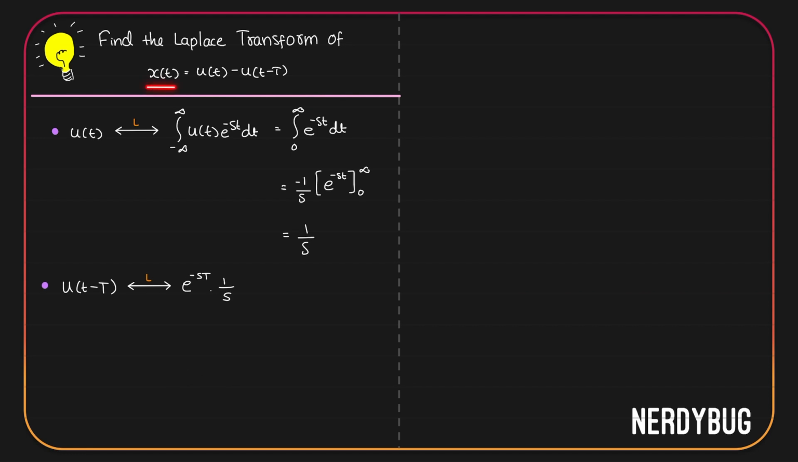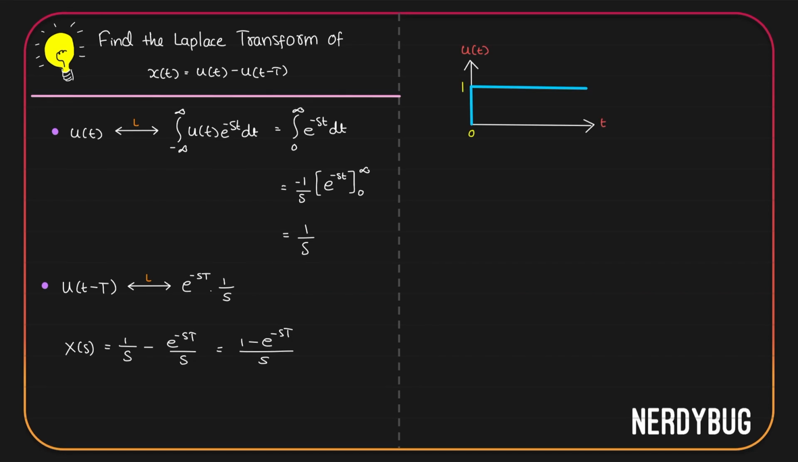Now x of t is u of t minus u of t minus t. So let us find the Laplace transform of x of t, that is X(s). According to the linearity property, X(s) is going to be X1(s) minus X2(s). So 1 by s minus e raised to minus st by s. Or we can write (1 minus e raised to minus st) divided by s.